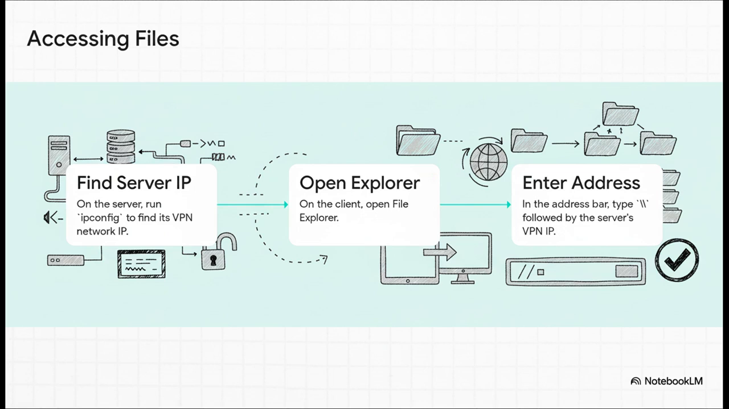This time, back on the server, open up a command prompt and type ipconfig. You'll see a bunch of numbers, but you're looking for the IP that the VPN connection is using. Think of this as its private internal address inside our new tunnel. Grab that address, jump back to your client machine, open File Explorer, and in the address bar, type two backslashes, followed by that IP. Hit Enter, and boom, there's your shared folder.